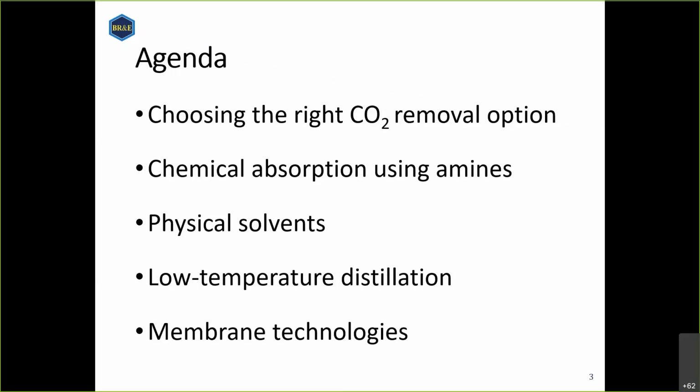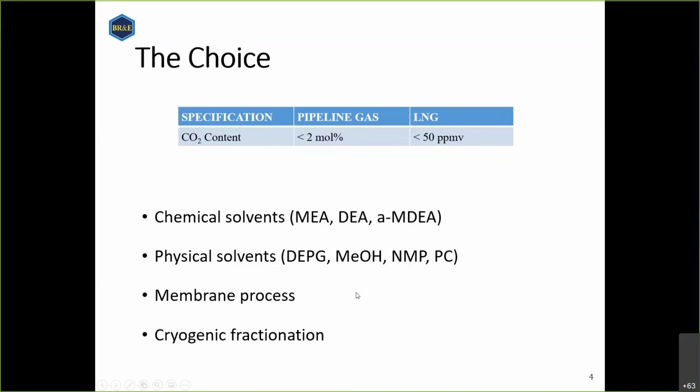on a very interesting technology. I don't think it's very widespread, but low temperature distillation. That's sometimes called the Ryan-Holmes process. So if we have these choices, what's the appropriate choice?